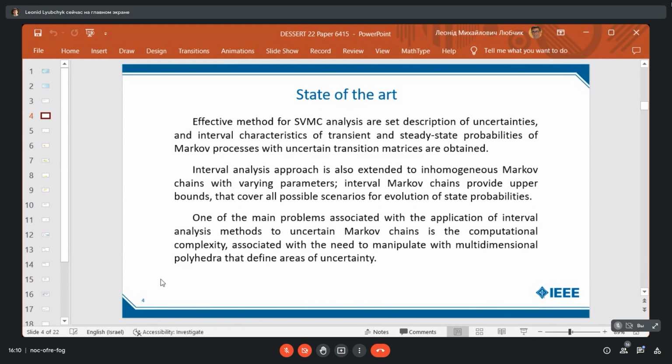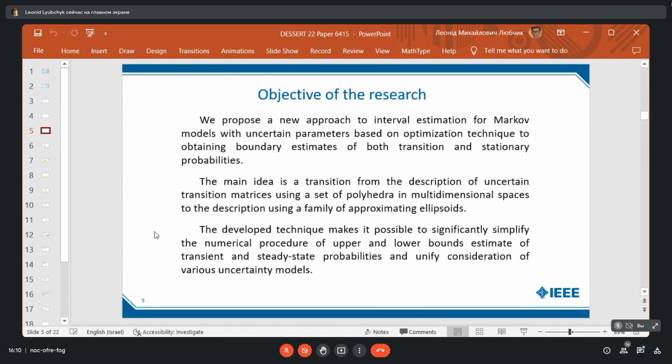It is connected with different complicated methods of calculation of such estimates. So the main idea of our work is to obtain the most effective methods for obtaining lower and upper bounds of probabilities under consideration. It is an optimization approach. We proposed a new approach to interval estimation for Markov models with uncertain parameters, which is based on optimization techniques to obtain boundary estimates of both transition and stationary probabilities.